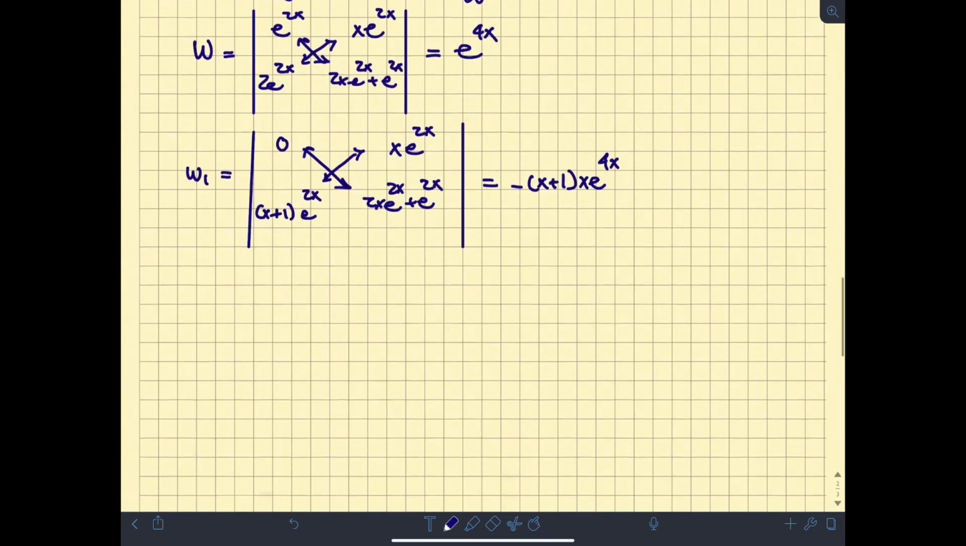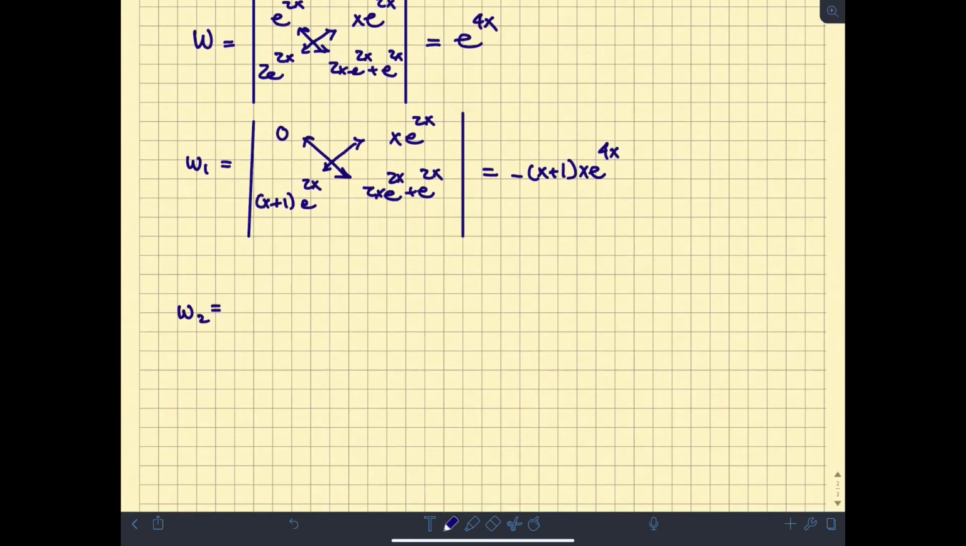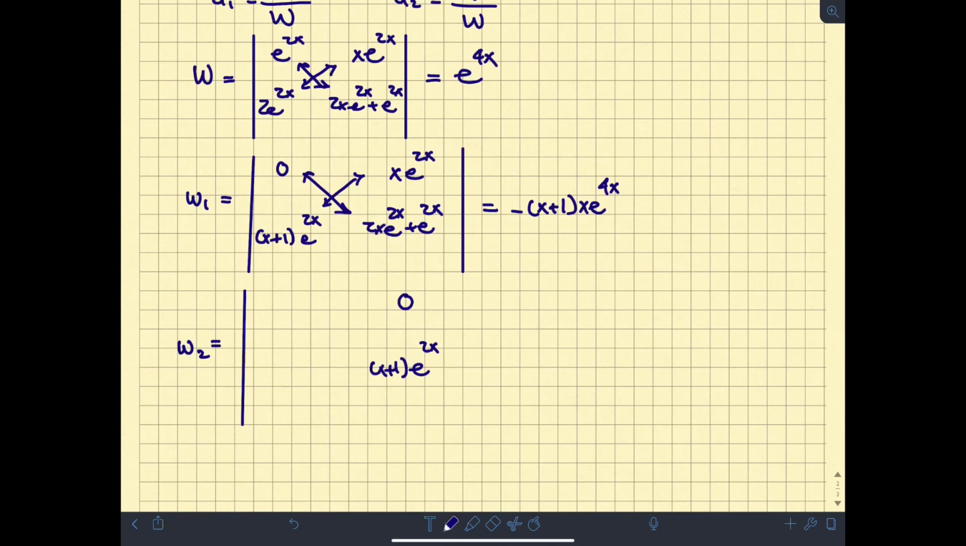You could verify that by multiplying these two minus the product of those two. And now I will find W2. So again, the most important part of this work is just the dirty work of finding determinants and derivatives, guys, so it's not that bad. Again, W2, so the second column takes the 0 and the forcing function, which is x plus 1 e to the 2x, and the first column stays untouched from the original Wronskian, which is e to the 2x and 2e to the 2x. Now finding the determinant of that will yield for my W2, x plus 1 e to the 4x.